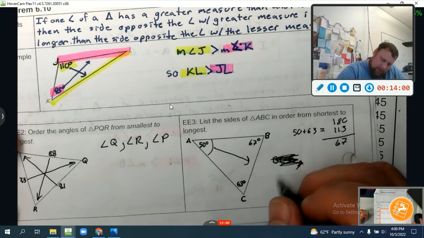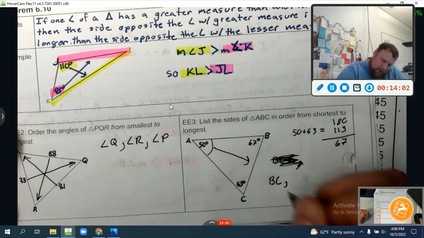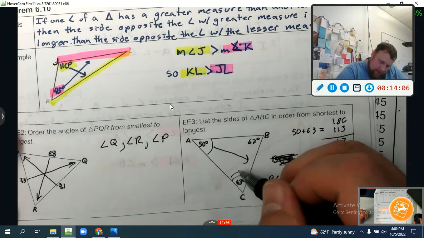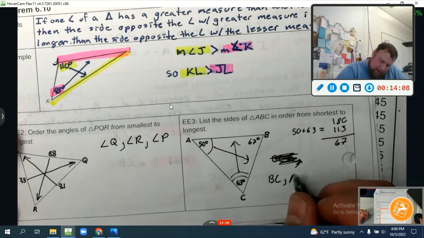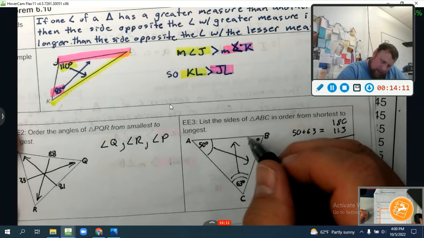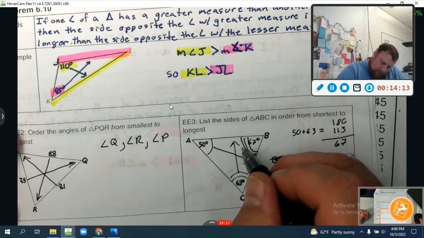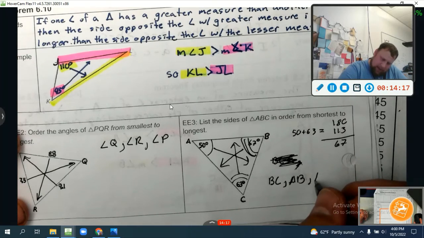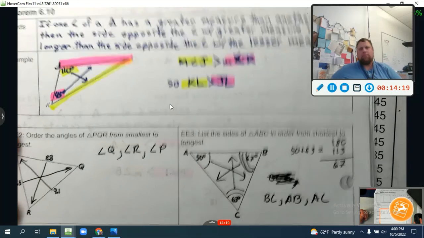What comes next? Well, the next is 63. And 63 is opposite of side AB. And then last, but certainly not least, because it's the greatest, is 67 degrees, which is opposite of side AC. Boom! That's how we use theorems to figure out problems that seem impossible.